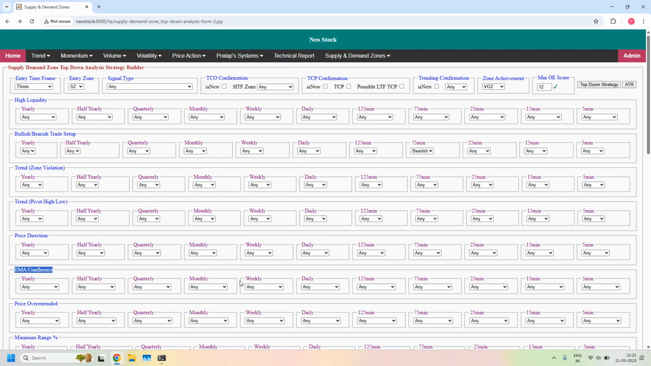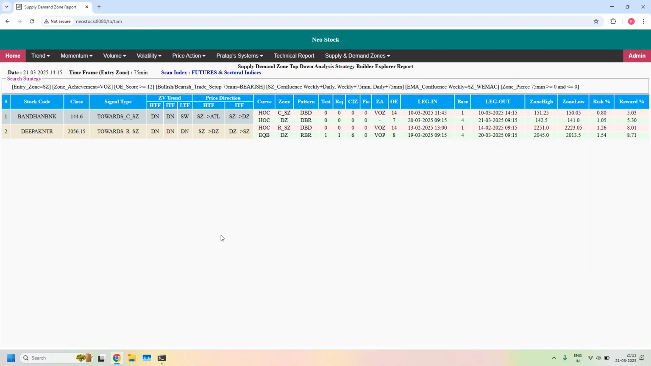In the EMA confluence at weekly time frame, I'm checking weekly supply zone having weekly EMA confluence. Anyway, weekly trend is downtrend. So out of 3, we got 2 stocks. So these 2 are having even more high probability to get success. So this is about bearish trade setup for weekly income trade.